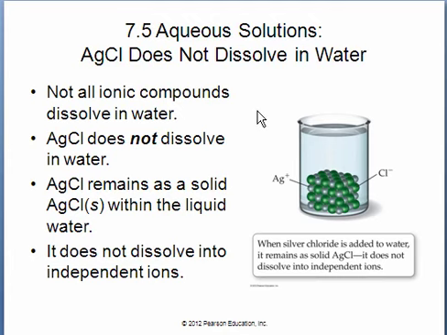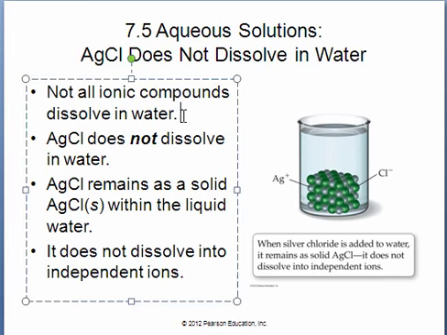Now getting back to ionic compounds, not all ionic compounds dissolve in water. For example, silver chloride is an ionic compound, and we know it because it has a metal. Any compound with a metal in it is going to be ionic, and it does not dissolve in water. If we put silver chloride in water, it remains as a solid.